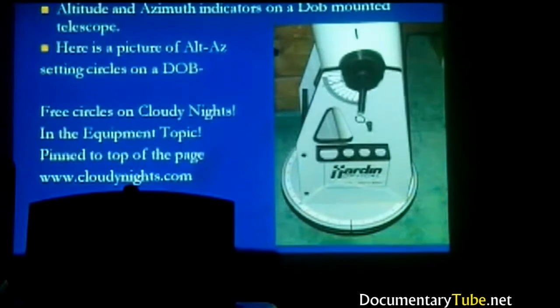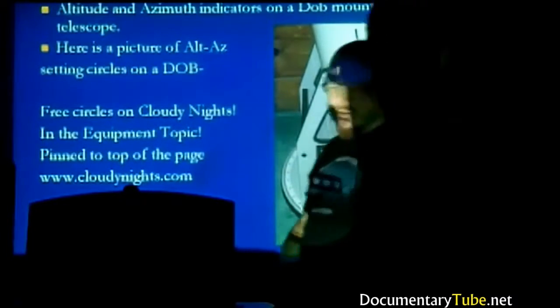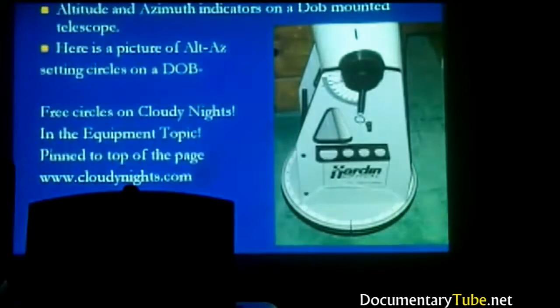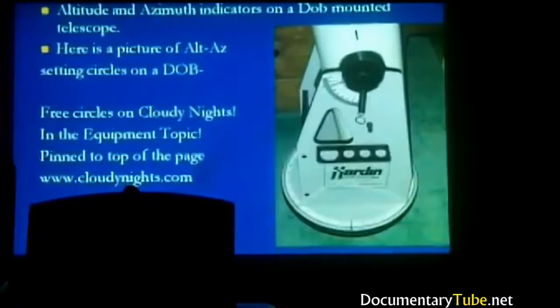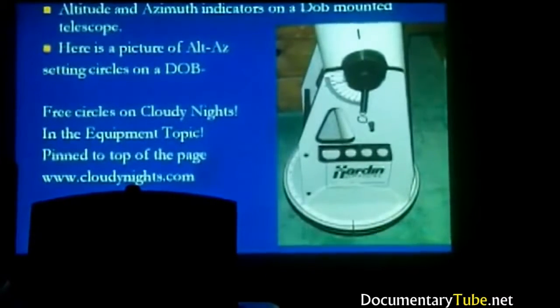The other nice thing about the inclinometer is that if you set it at the very, very end of your optical tube, you can use it a little bit as a counterbalance weight. Especially if you get some of those heavier eyepieces on there, or if your telescope's a little bit unbalanced, this can help. So, yeah, check out cloudynights.com and look at the equipment topics, and it should be pinned to the top of the page.